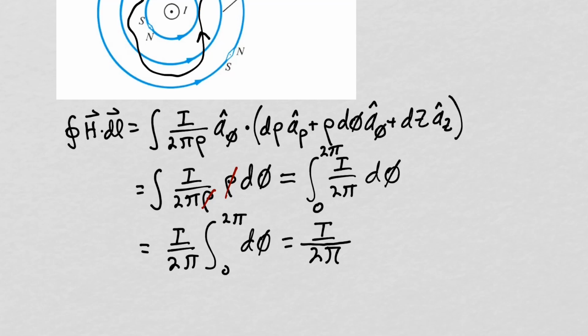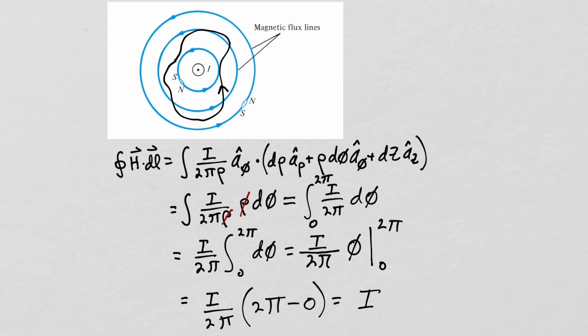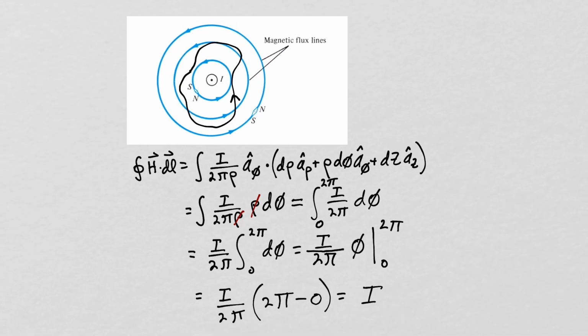So when we integrate d phi, we'll get phi, and we're going to evaluate that between 0 and 2 pi. So we have I over 2 pi times 2 pi minus 0, or I. So for any path we pick where the closed path encloses the wire, the integral of H dot dl will equal the current flowing through the wire.